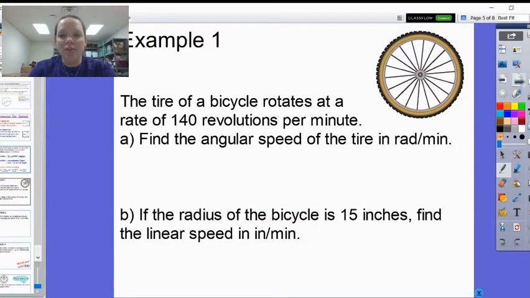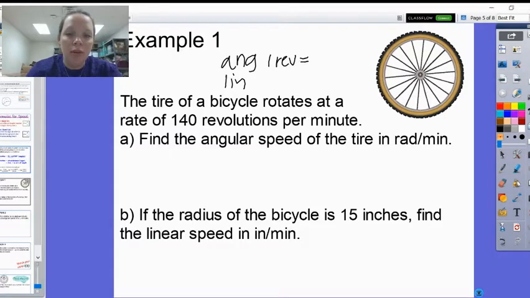All right, let's try some examples. Example 1: the tire of a bicycle is rotating at a rate of 140 revolutions per minute. Get in your head what that means. In 1 minute, the tire rotates 140 times. Remember that we have angular speed and linear speed. For angular speed, 1 revolution equals 2 pi radians.